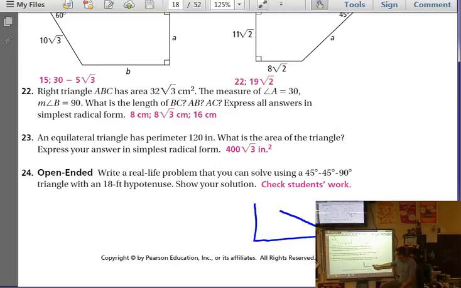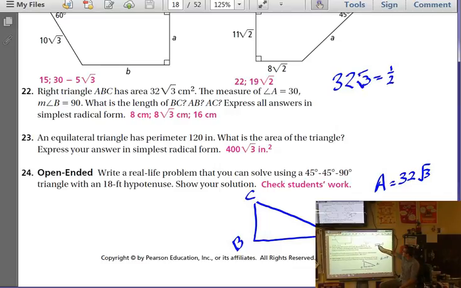A is your 30, B is your 90, so C has to be your 60. The area is 32 rad 3. So we know that it's 1/2 base times height. What happened to my radical? Come on, smartboard. I kind of want to rename these things in a way.